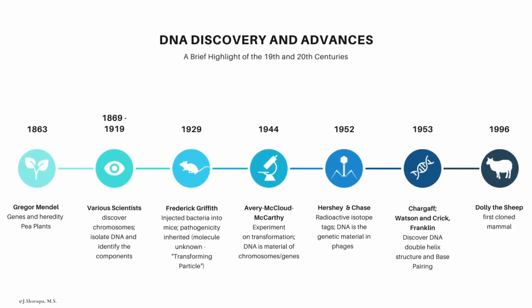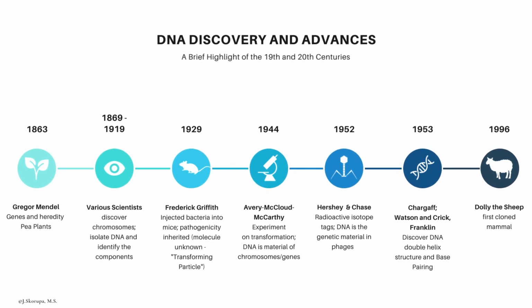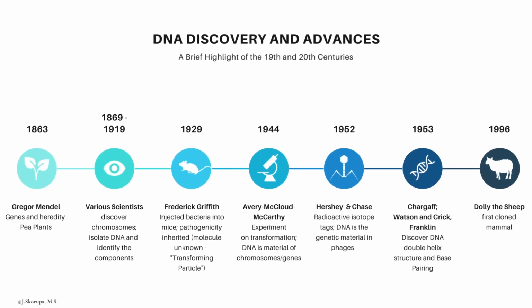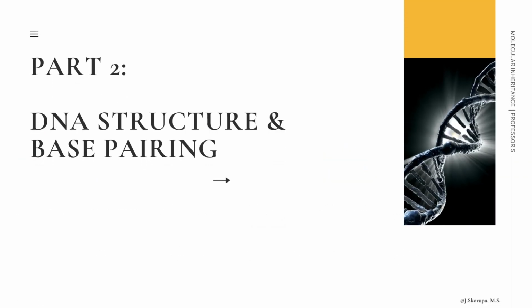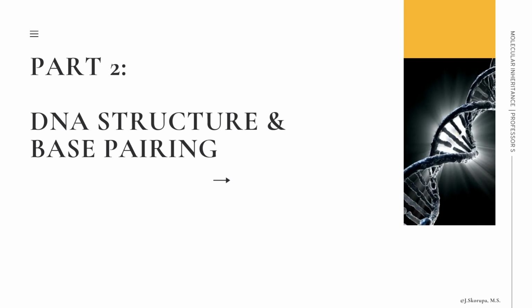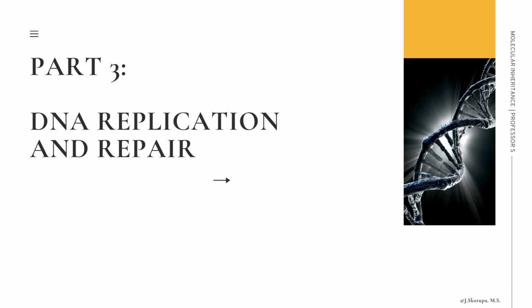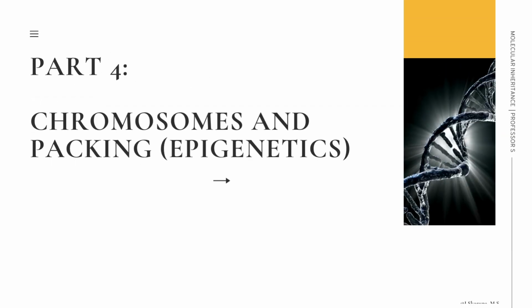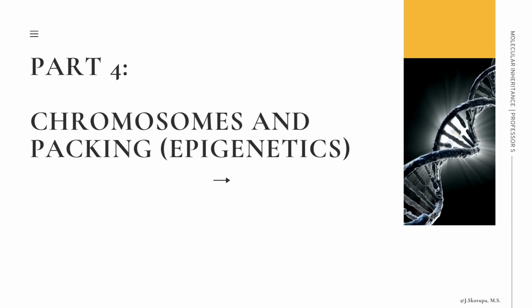And there you have it, a brief highlight of the greatest discoveries and advances in DNA from the 19th and 20th centuries. From Gregor Mendel first noticing patterns of inheritance in pea plants to scientists being able to clone a mammal, we've come so far. In part 2, we will dive into DNA structure and base pairing. In part 3, we will cover DNA replication and repair. In part 4, we will cover chromosomes and packing, along with some epigenetics.